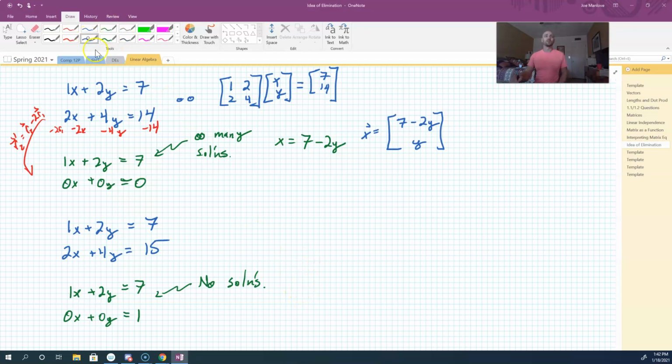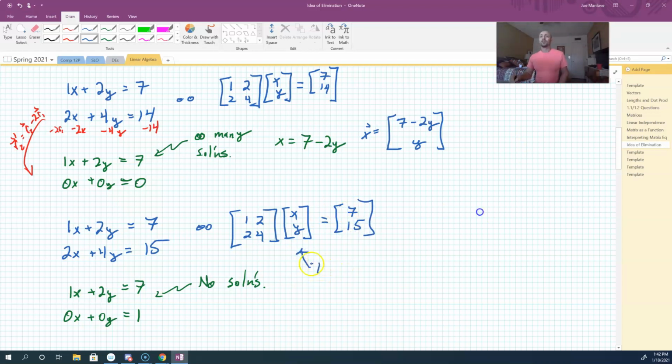So if I thought about this as a matrix equation, this is the matrix 1, 2, 2, 4 times the vector xy. And I'm wondering, when is that equal to 7, 15? Well, as it turns out, there isn't one of these. In other words, this 7, 15 is just not in the range of 1, 2, 2, 4. This would be a case where my matrix here fails to be invertible. You guys see that?